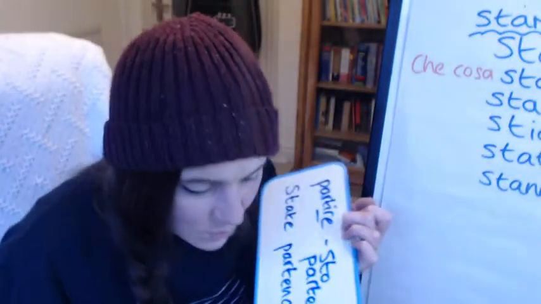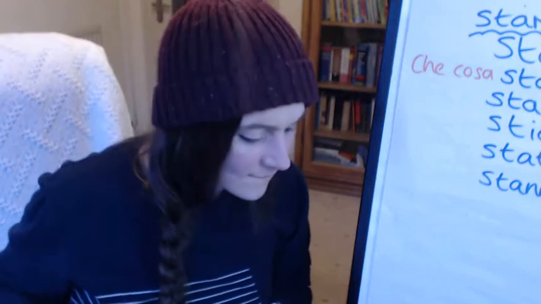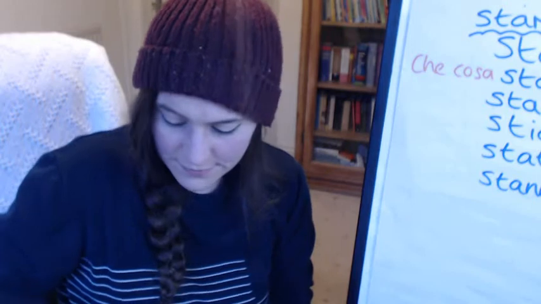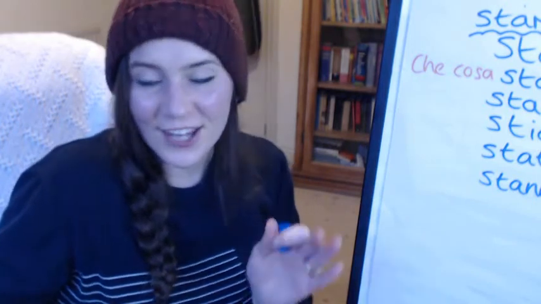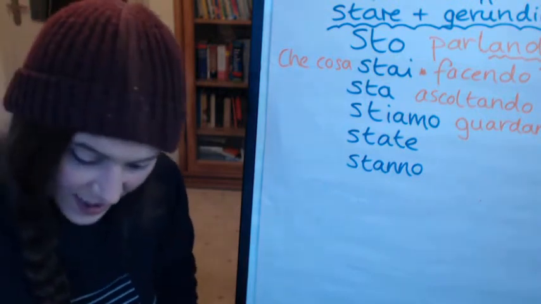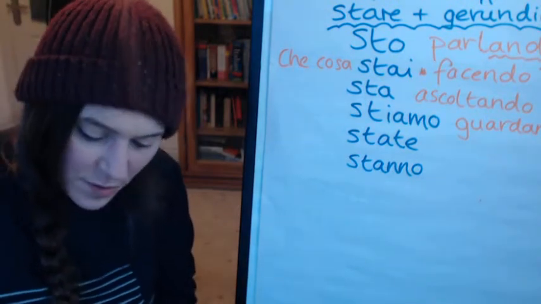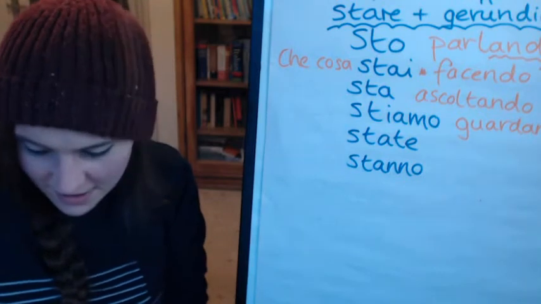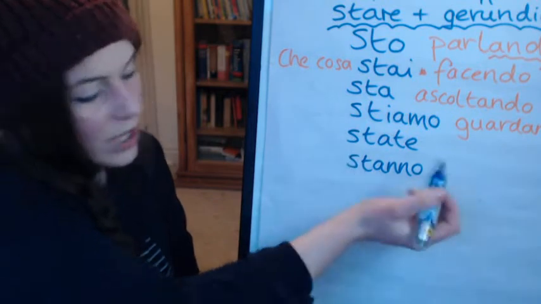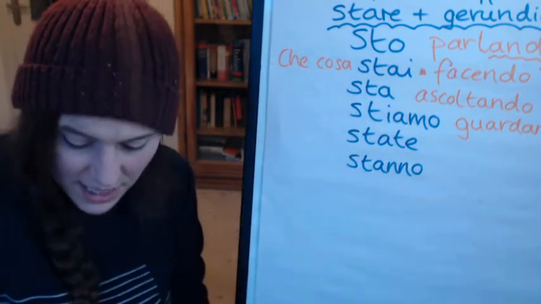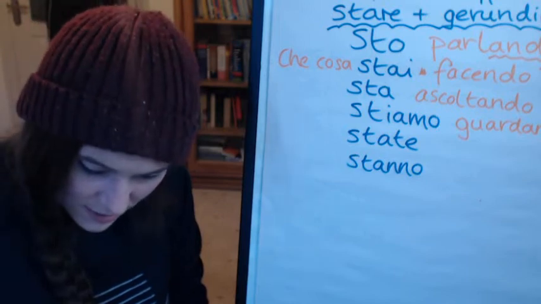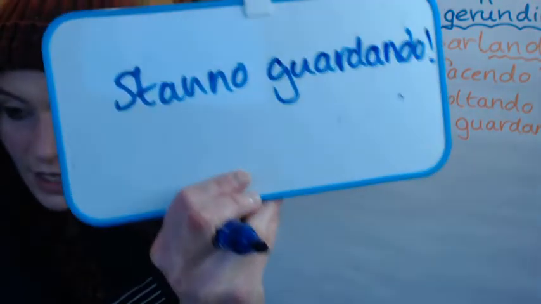Okay. And what about they are watching? They are watching. Okay, so you can look at the board. They are, stanno, watching, from the verb guardare. Guardare becomes guardando. So you put stanno and guardando together. Stanno guardando. They are watching. Guardando, like this. Okay, stanno guardando.